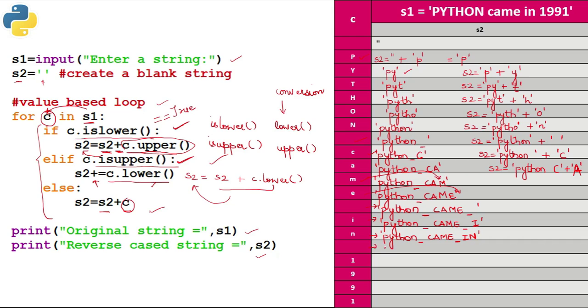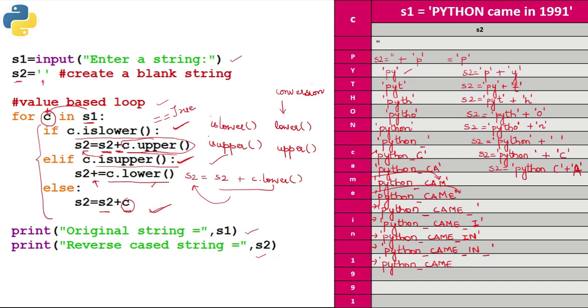For space, no change, it's going to go into the else part. None of the conditions evaluate to true, so it is going to go to the else part. And yes, of course, space will be added to the S2 string as it is. No conversions for anything apart from letters A to Z. Then digits. Take it for digits again. Is lower is false, is upper is false, and the else part will add it directly to the S2 string without any changes.